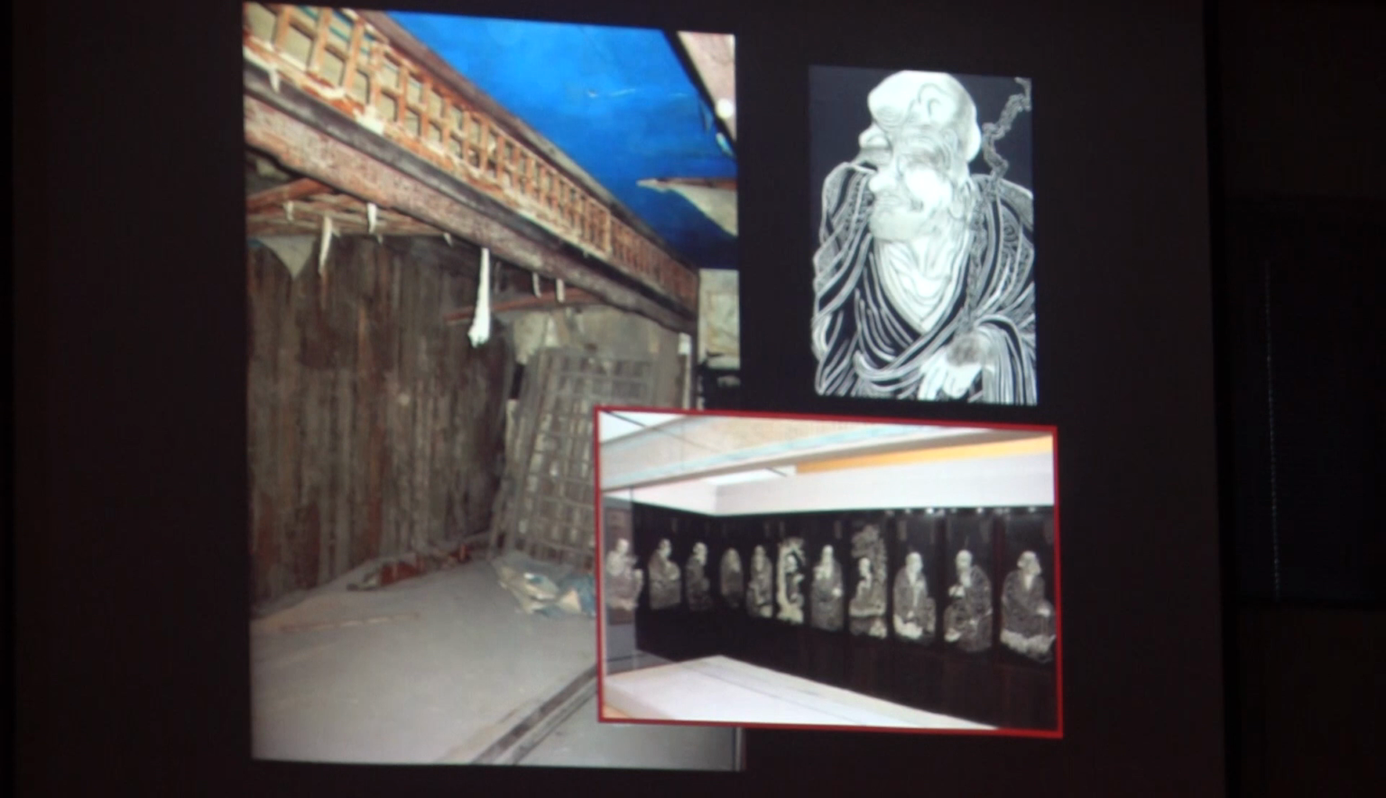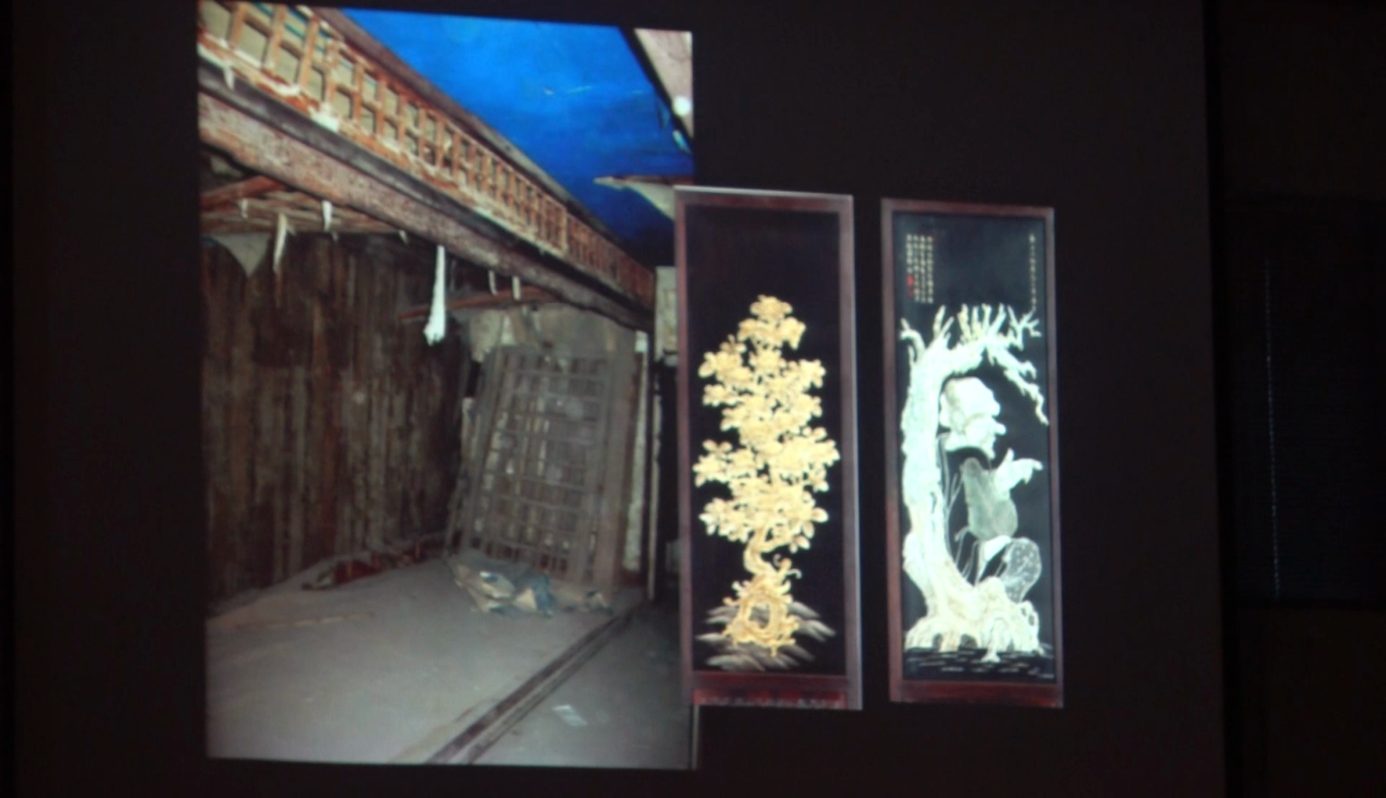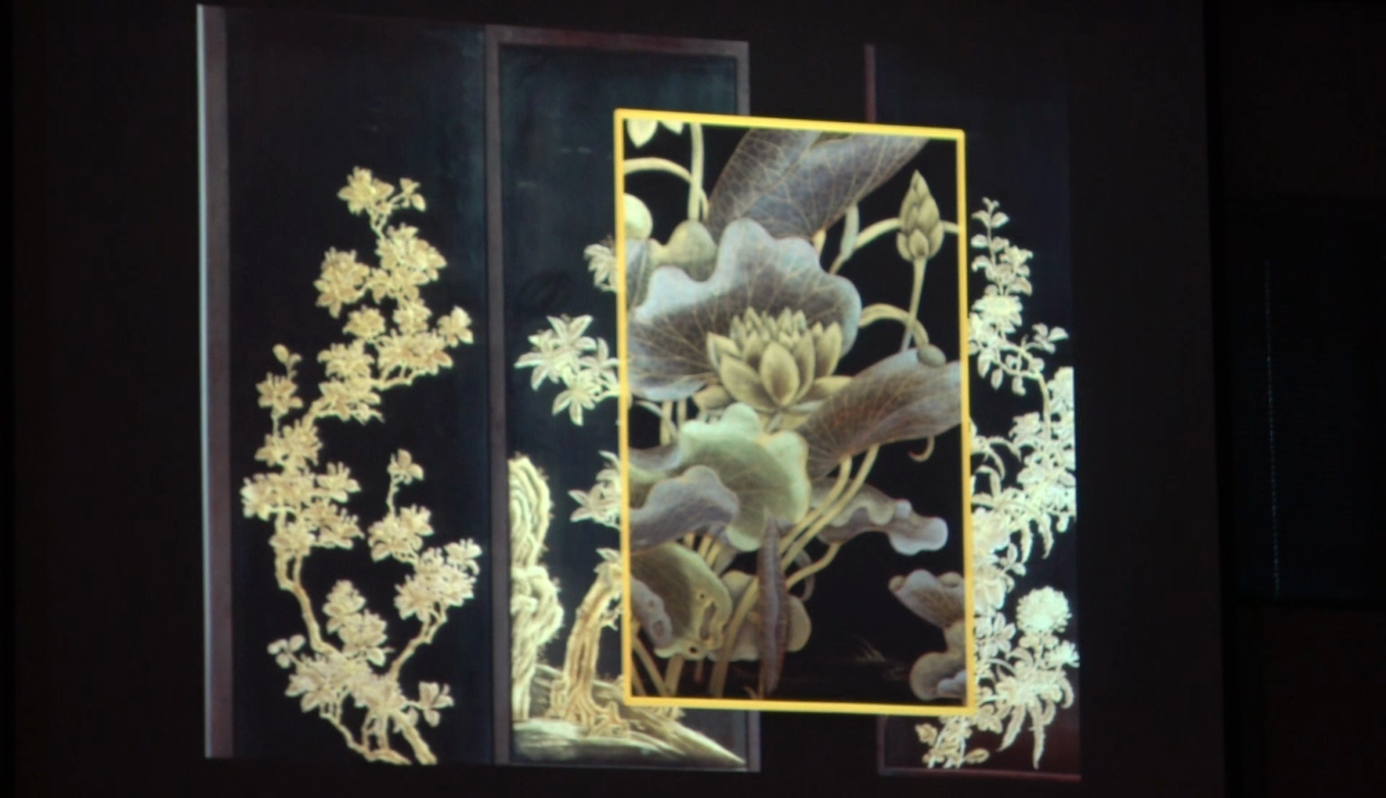When we removed them, we discovered a surprise. The back of these panels were painted in lacquer and gold. And the Qianlong Emperor had been so excited about the Lohans that the back of the panels just didn't interest him. And so he had hidden them. And so what you're seeing now is something that had been away from light for over 250 years. And so this is what gold lacquer looks like that's never seen the light of day. It's really quite something.